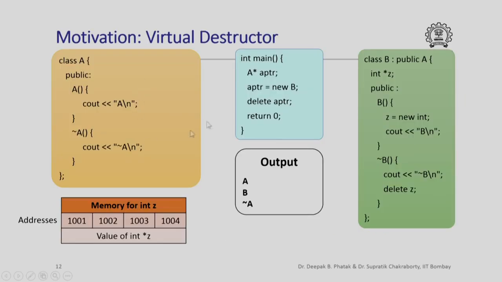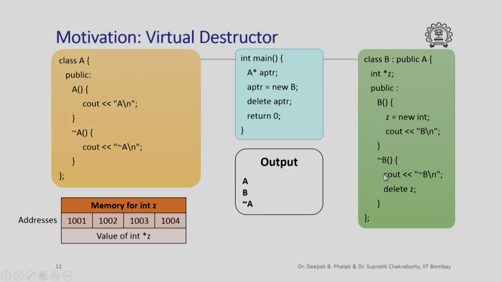So here is a more fleshed out version of that example. Here is the class A, this is the constructor, and let us say we just print A followed by a new line. Here is the destructor, let us say I just print tilde A followed by a new line. Here is the class B, which is derived from the class A, has the same private data member Z as we saw earlier. Here is the constructor for B, which allocates memory for a new integer and then prints out B followed by a new line.